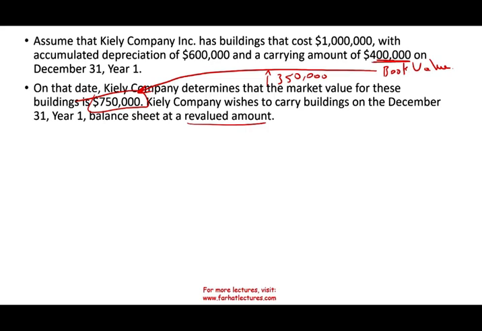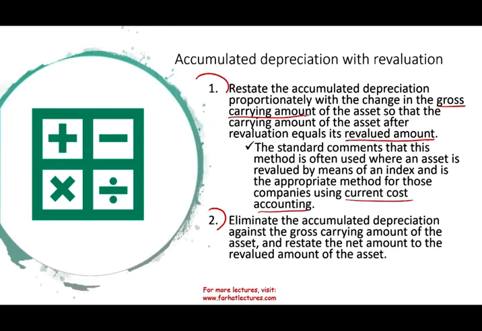Okay, so let's take a look at treatment one. Okay, let's look at treatment one more time. So you have to restate the accumulated depreciation proportionally with the change in the gross carrying amount of the asset so that the carrying amount, the book value of the asset after the revaluation, equals the revalued amount.